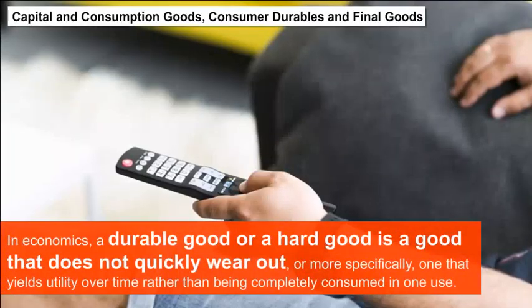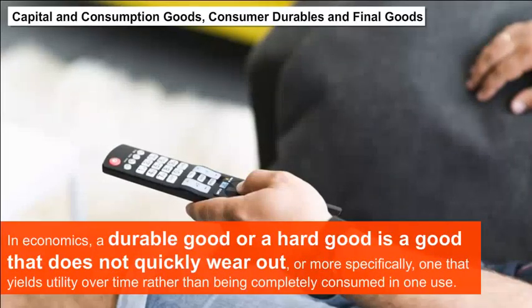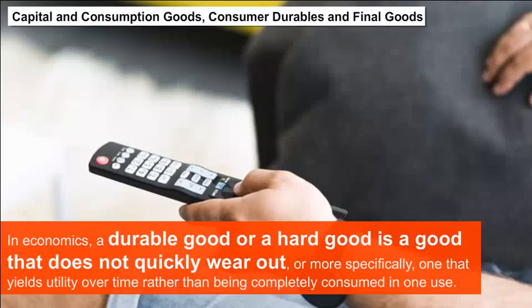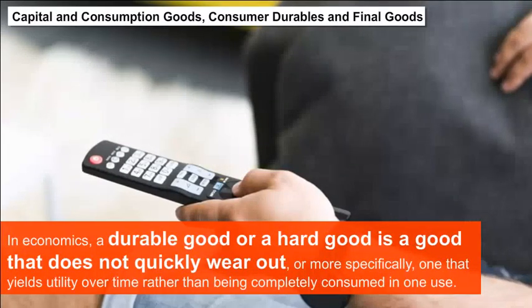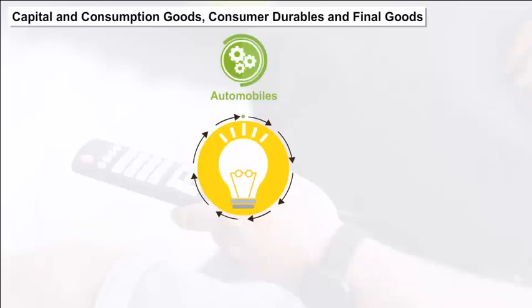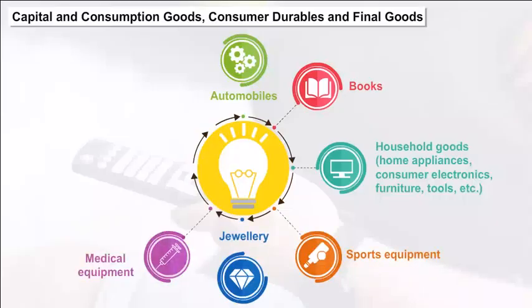In economics, a durable good or a hard good is a good that does not quickly wear out, or more specifically, one that yields utility over time rather than being completely consumed in one use. Examples of consumer durable goods include automobiles, books, household goods, home appliances, consumer electronics, furniture, tools, sports equipment, jewelry, medical equipment, firearms, and toys.